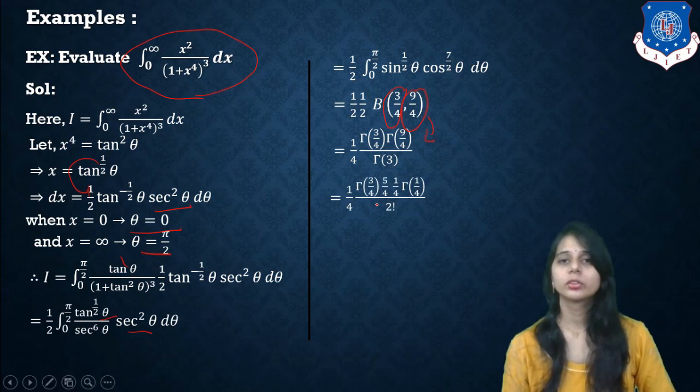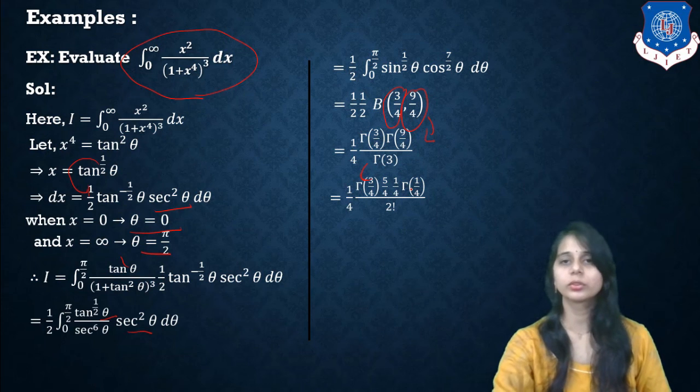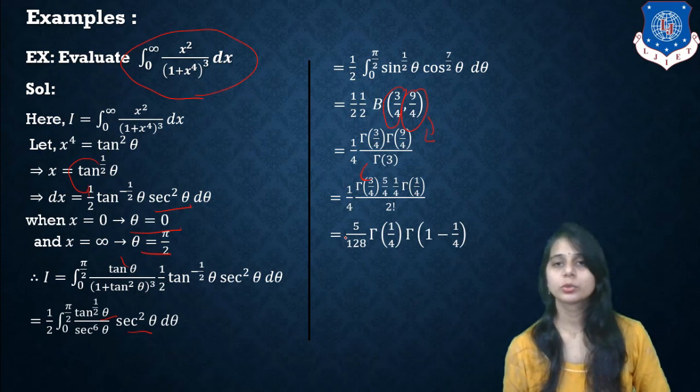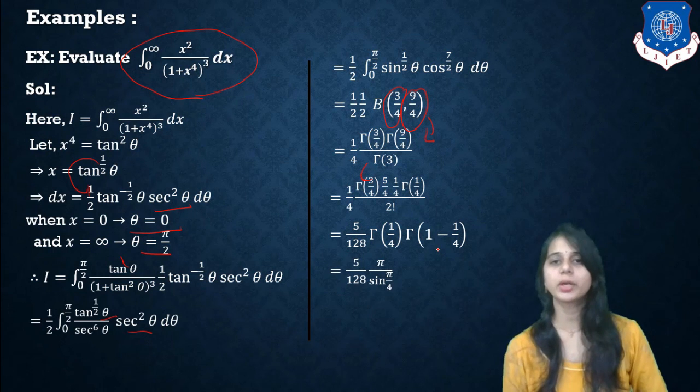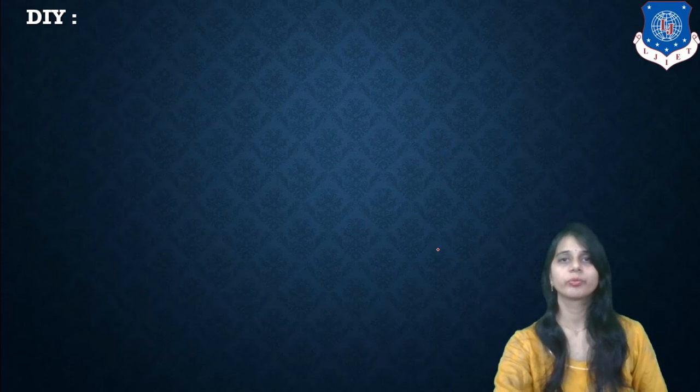What is gamma 3/4? It is as it is. Gamma 9/4, we say, is 5/4, 1/4, gamma 1/4. So again we use the property gamma n gamma 1 minus n equals π upon sin nπ, with n equal to 1/4. So we get 5π under root 2 upon 128 as the answer.